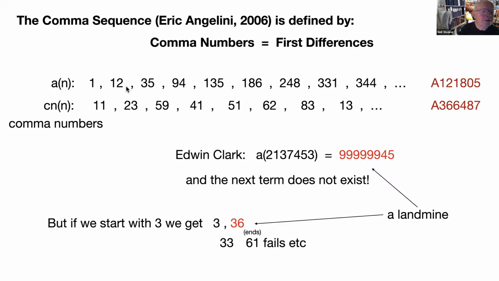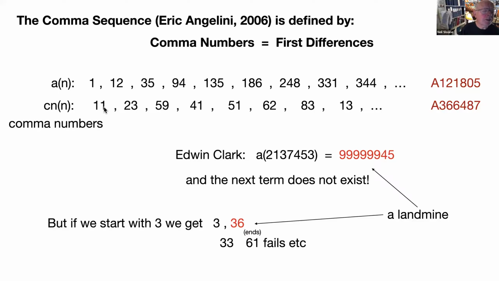The next comma is surrounded by a 2 on the left and a 3 on the right. So that comma number is 23. I've written the comma numbers underneath the commas. The rule that defines the sequence is that these comma numbers should be the differences between the terms. So after we have 1, we say, what's the next term? The comma number for that comma must begin with a 1.